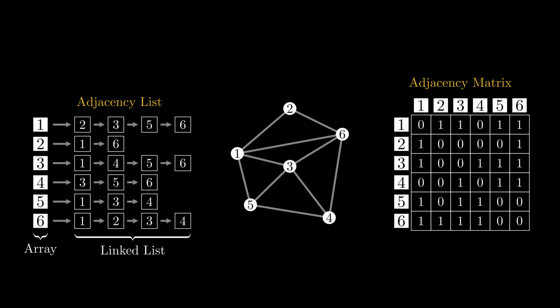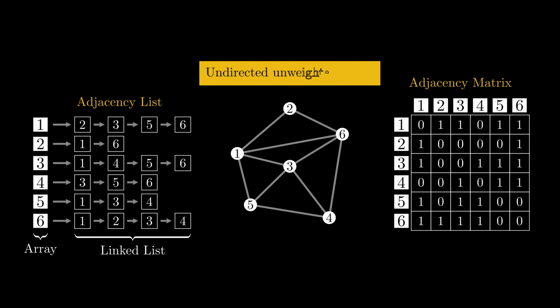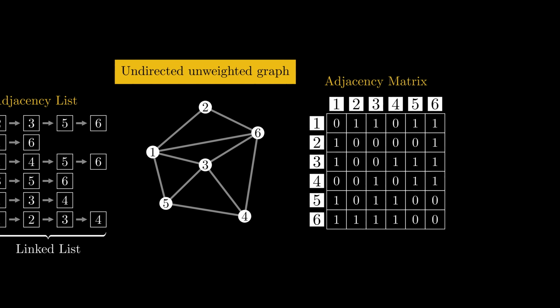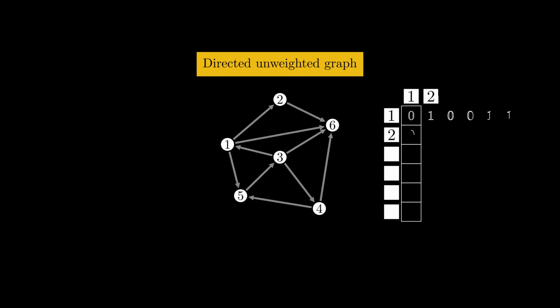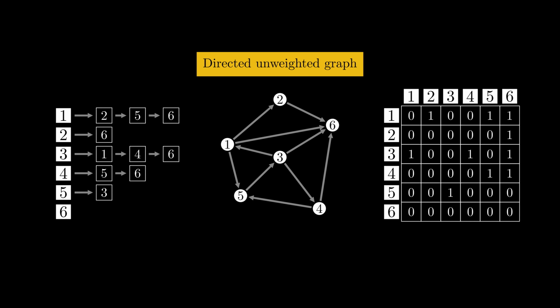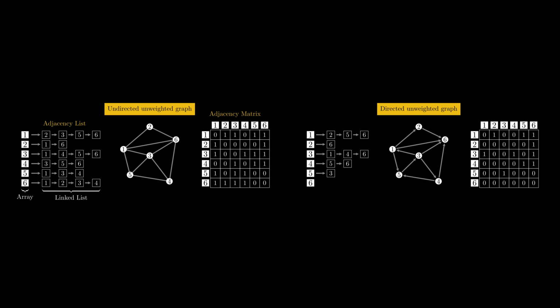edges. So these were two approaches to represent an undirected, unweighted graph in a more efficient way. Of course, these approaches work also for a directed, unweighted graph. Nevertheless, it is important to observe that for an undirected, unweighted graph, the adjacency matrix is always symmetric, which may not be the case for a directed, unweighted graph.